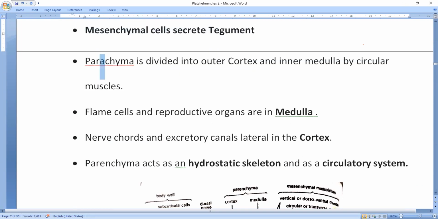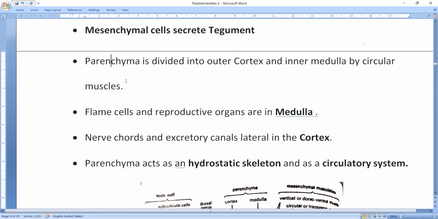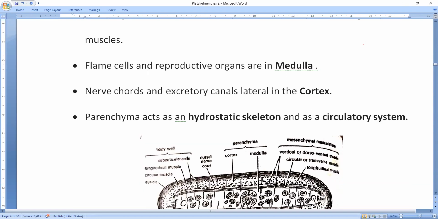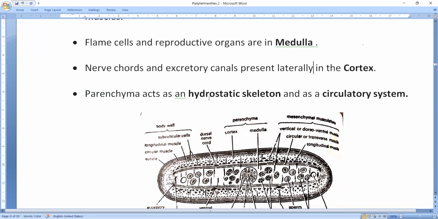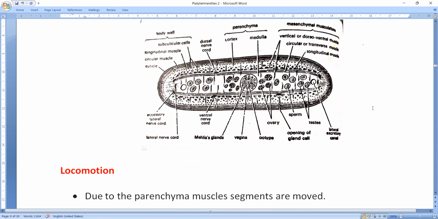So here, parenchyma is divided into outer cortex and inner medulla, divided by circular muscles. Flame cells and reproductive organs are present in the medulla. Nerve cords and excretory canals are present laterally in the cortex. Parenchyma acts as a hydrostatic skeleton and circulatory system that distributes all the substances to all the organs.